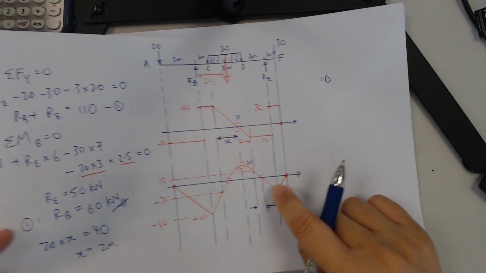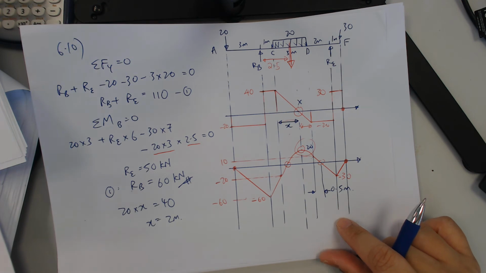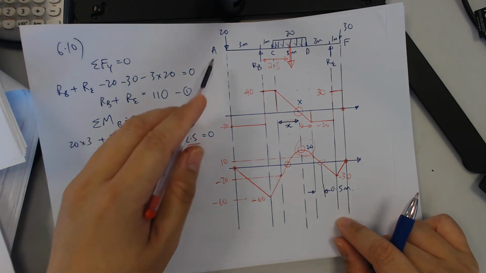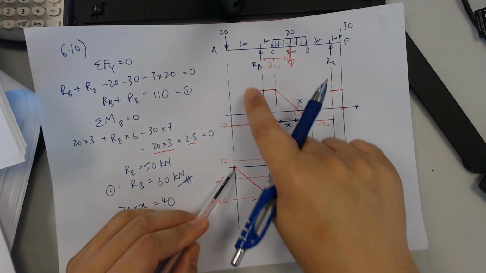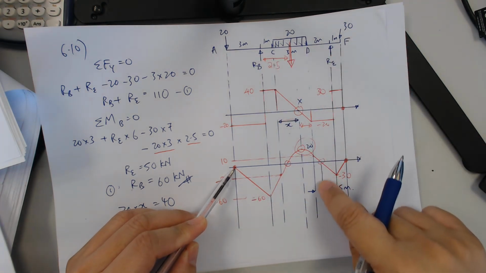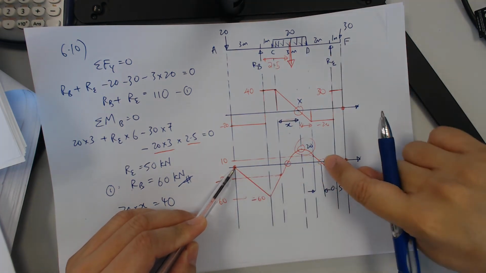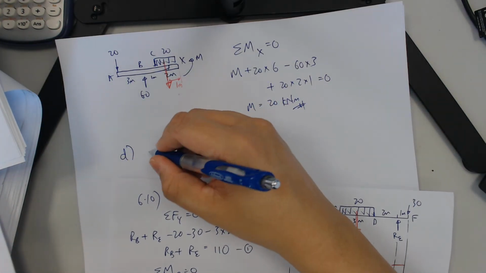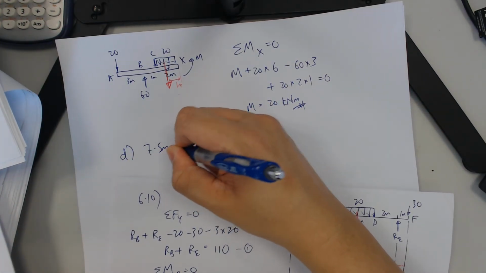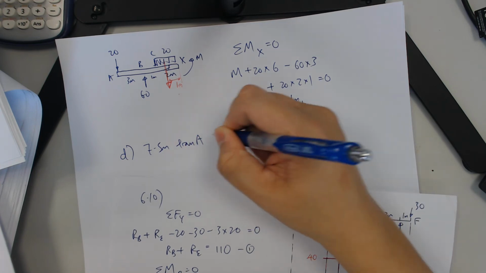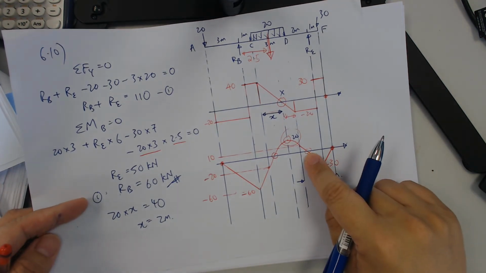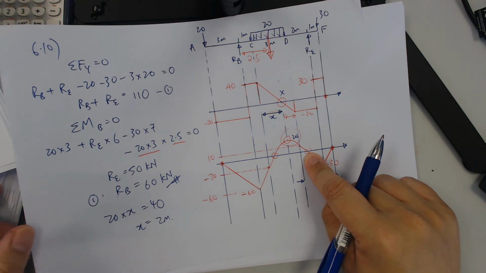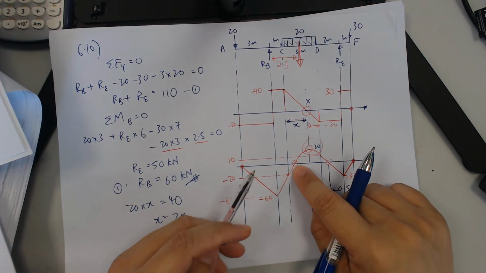Okay, and the question is determine the position from A. So 3 plus 1 plus 3 plus half. So it's 7.5 meters away from A. Okay, so for part D, one of the answer is 7.5 meters from A. So it means this point of contraflexure.